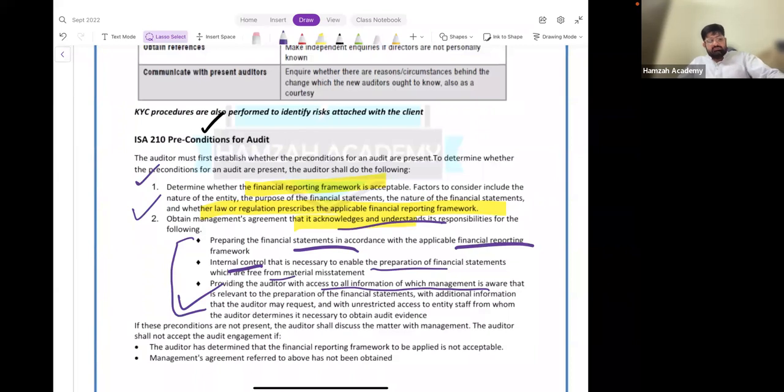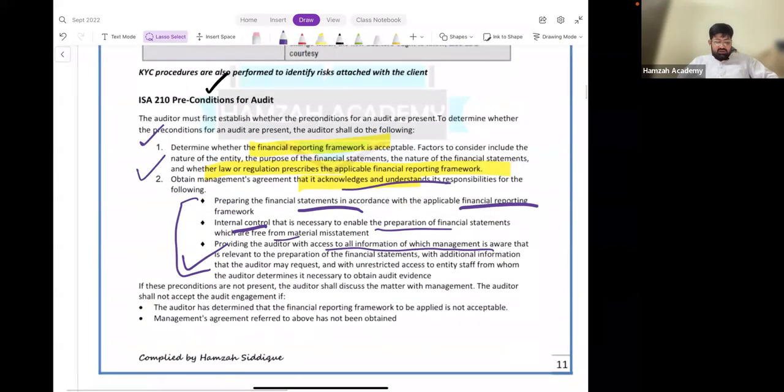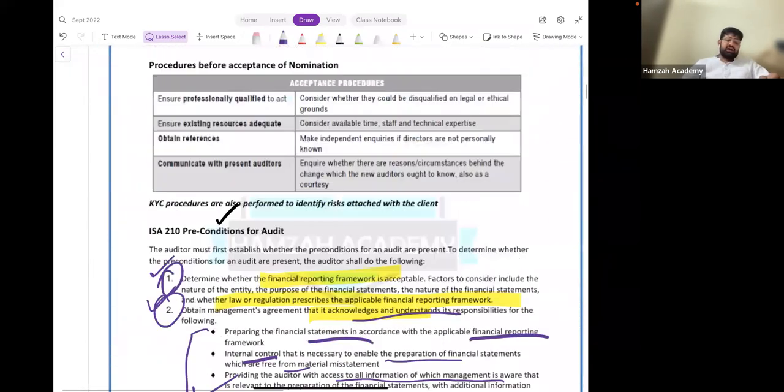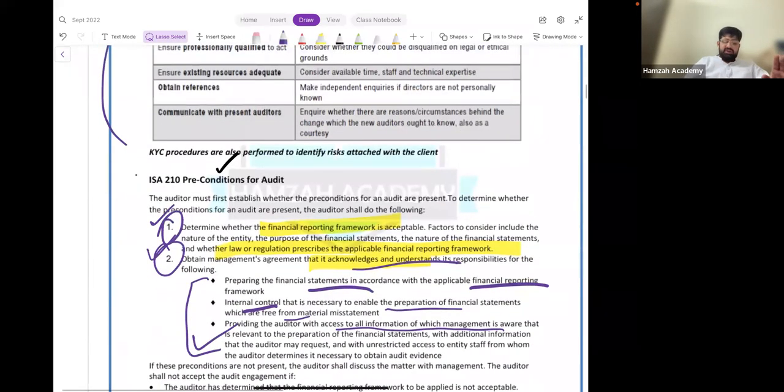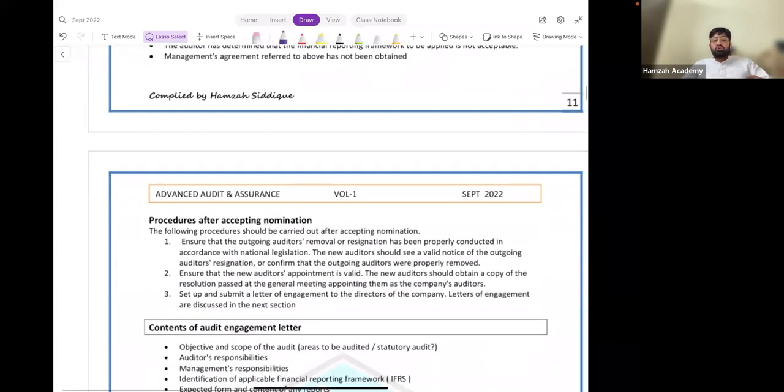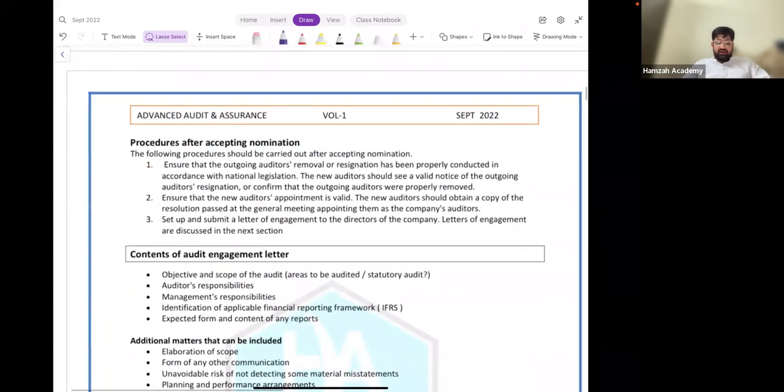So, students, if any one of these is not present, the auditor will not accept the audit at all. Once we are satisfied that the preconditions are present, we will sit with the management and negotiate the terms and conditions of the audit. Once we have negotiated, we will put all those things in a document signed by management and signed by the auditor.